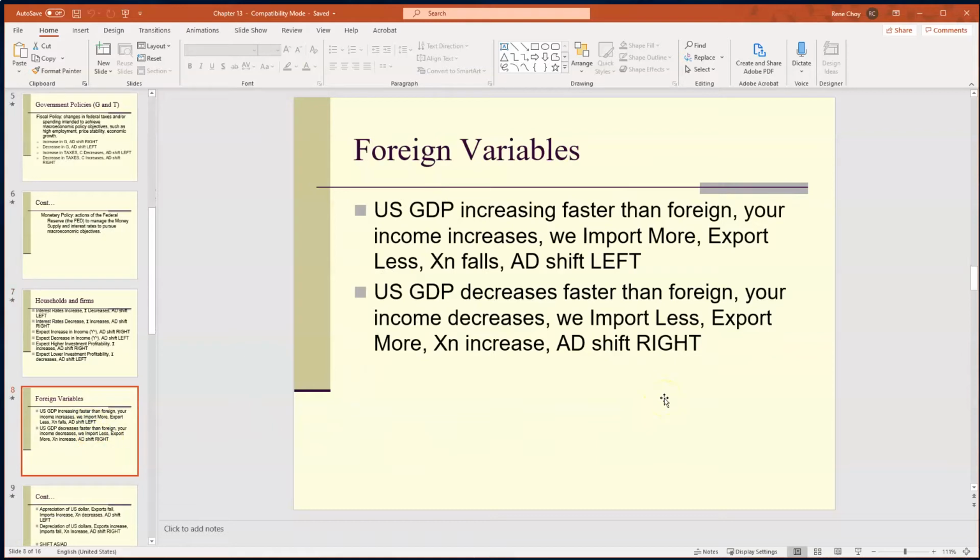Outside variables can also affect economic activity. If US GDP is increasing faster than the foreigners' GDP, then your income in the US is increasing faster than the foreigners'. Therefore, we import more, export less. Net exports tend to fall, and the aggregate demand will shift to the left. The opposite of that is also true.